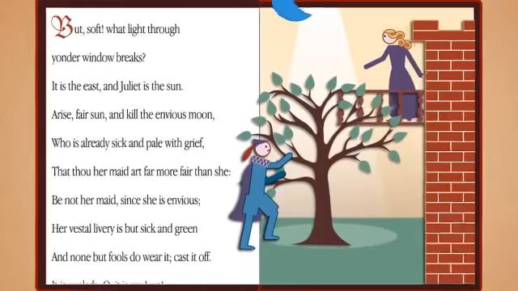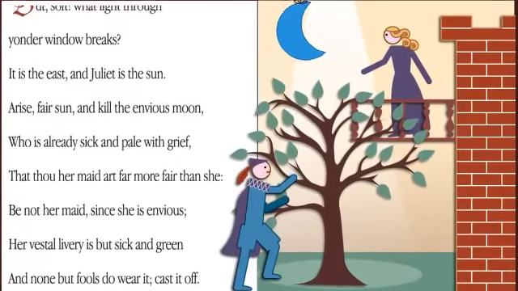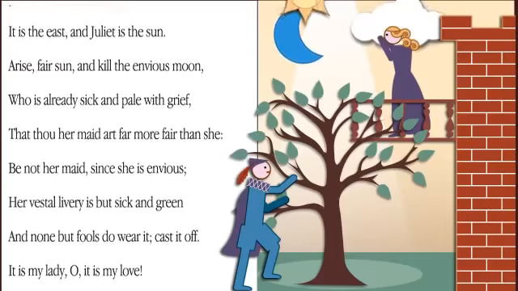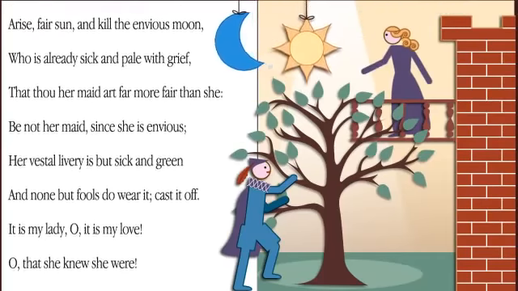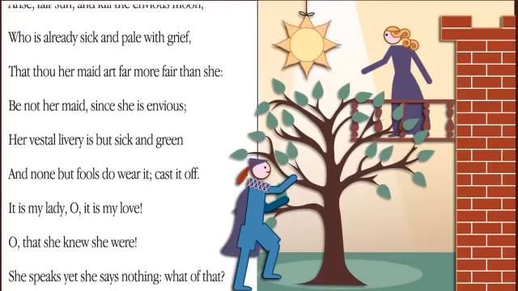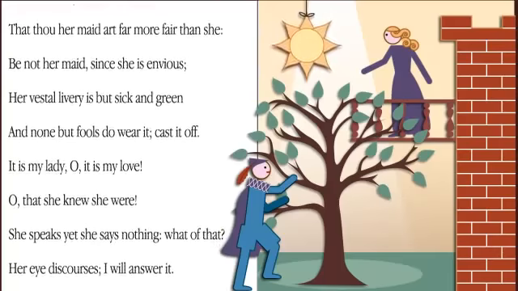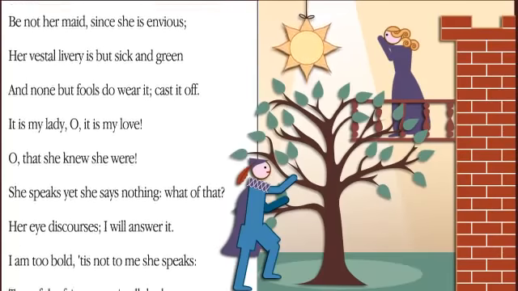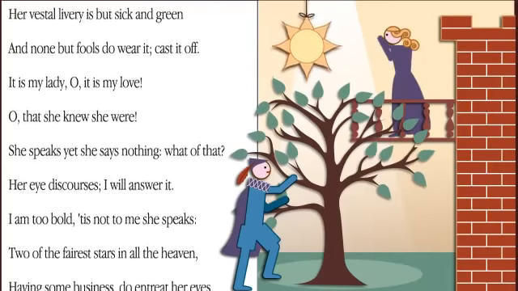But soft, what light through yonder window breaks? It is the east, and Juliet is the sun. Arise, fair sun, and kill the envious moon, who is already sick and pale with grief, that thou, her maid, art far more fair than she. Be not her maid, since she is envious. Her vestal livery is but sick and green, and none but fools do wear it. Cast it off. It is my lady, oh, it is my love, oh, that she knew she were.